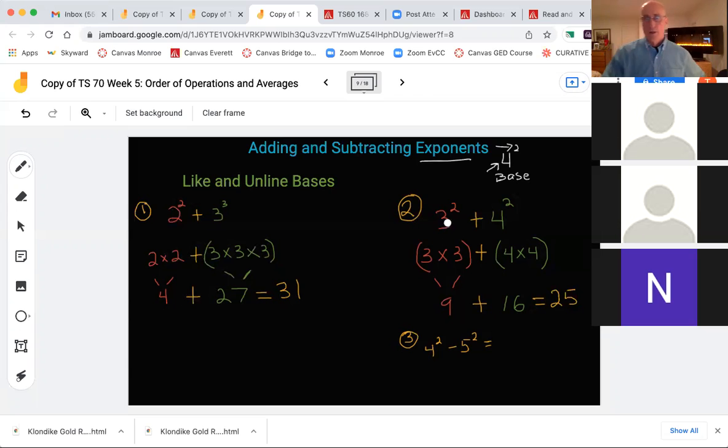Likewise, in number 2 over here, I've got 3 squared plus 4 squared. I look right away and I see I've got different bases, so I have to do the base math first. 3 squared is 9 plus 4 squared is 16. So that's 25. And likewise, in this next one, I've got 4 squared minus 5 squared. The base is different. So I'm going to do 16 minus 25. That's going to give me a negative number. So that's how I handle it when the bases are unlike.